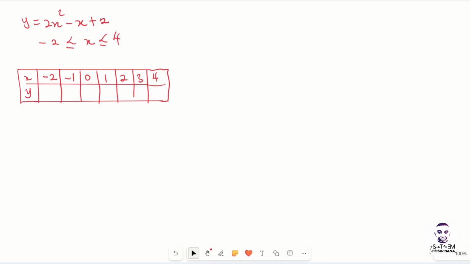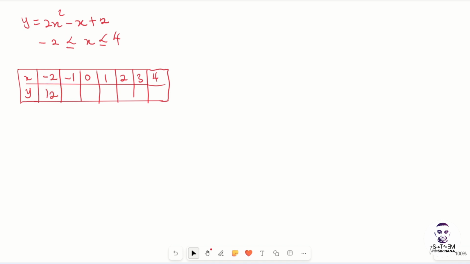In this case, if x is equal to -2, that means we can have 2 multiplying (-2) all squared, minus (-2), because in this case it's -2. So you can use a calculator to punch this, and then you get the value. Plus 2, and that gives us 12. So it means that the y value for -2 corresponds to 12.